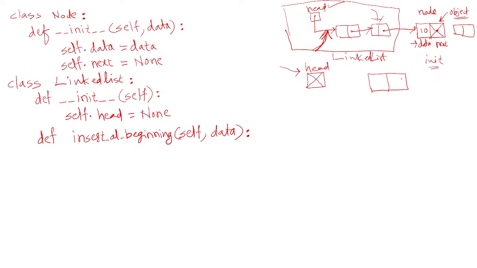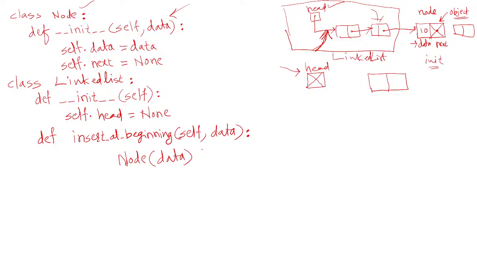How do you allocate memory for the new node? By creating an object for this class, the node class. That means you call the constructor. How can you call this node class constructor? Just by specifying the class name, and within the parameters you pass the data.